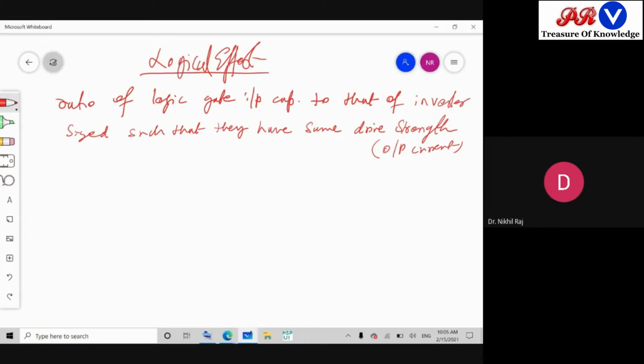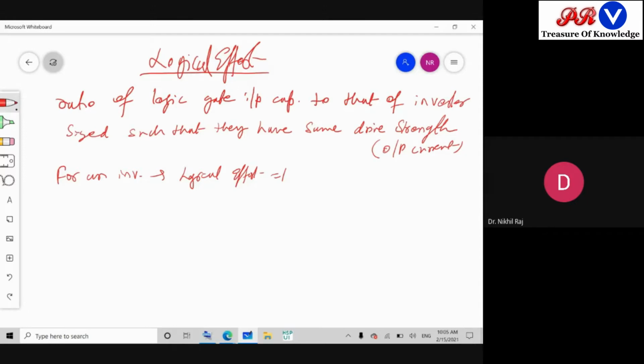It's just like we measure the potential with respect to ground. So here logical effort is measured with respect to the inverter, and the strength should match that of the inverter. Then only whatever analysis is done for the inverter can be mapped to the gate. So for an inverter, for the sake of simplicity, it is always assumed that the logical effort is 1.